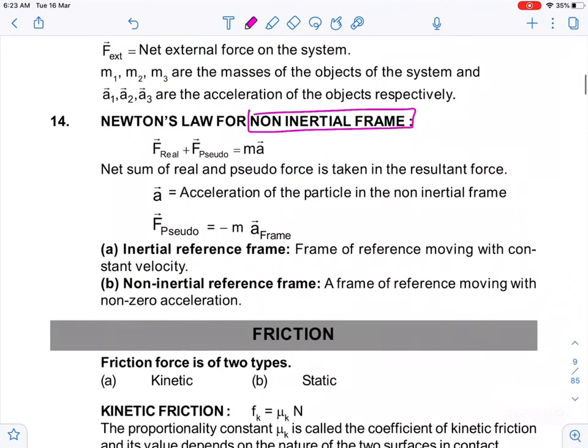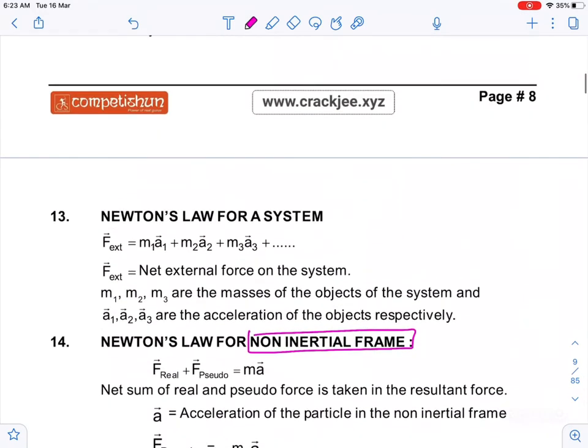What is a non-inertial frame, guys? A frame moving with non-zero acceleration, meaning the accelerated frame, is known as a non-inertial frame. What is an inertial frame? When it is moving with constant velocity, or acceleration is equal to 0, or even a body or frame at rest, you can say that this is an inertial frame of reference. These things you have to keep in mind.